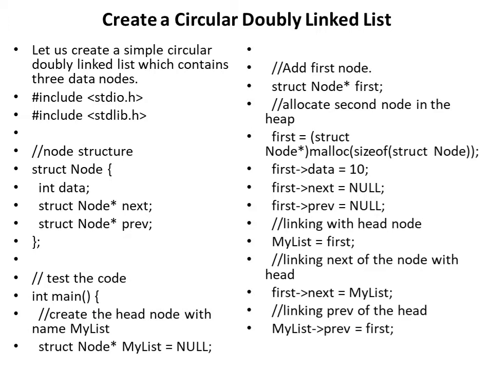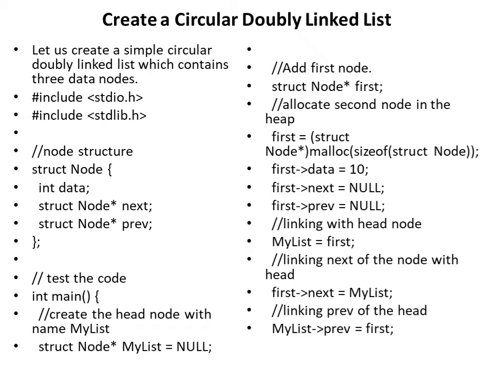After that I am writing the main function. I am taking my list and naming it struct node my list equals null, that is, I am initializing it to null. Then struct node first, I am assigning it as the first node. Then allocate the first node in the heap: first equals struct node malloc size of struct node. First of data equals 10, that means I am inserting the value 10. First of next is null because it is a single node, and prev equals null. We have told that initially both address values will be null.